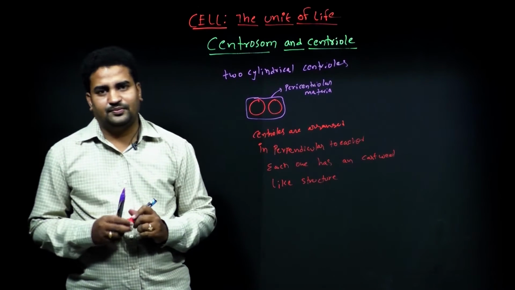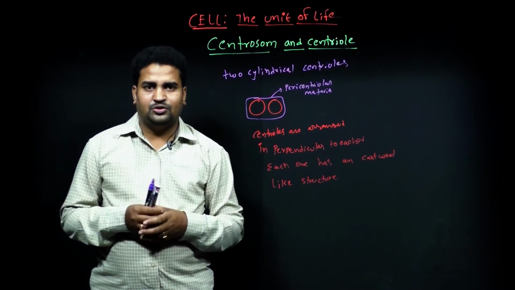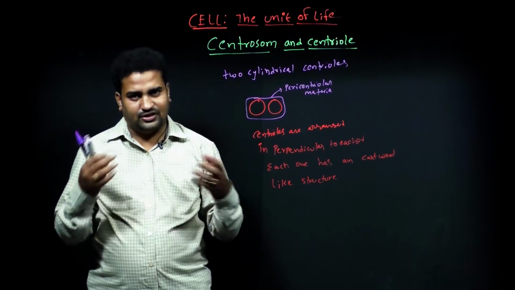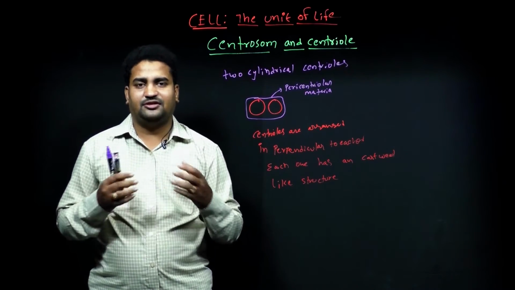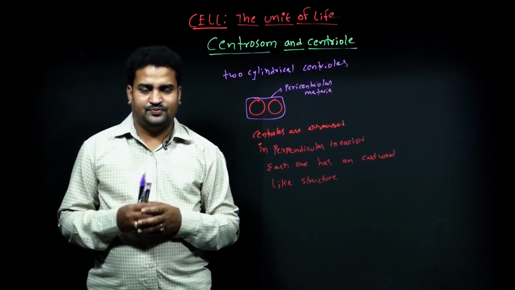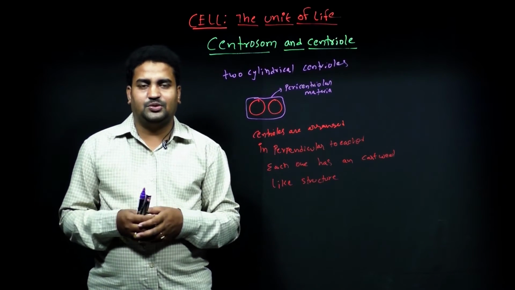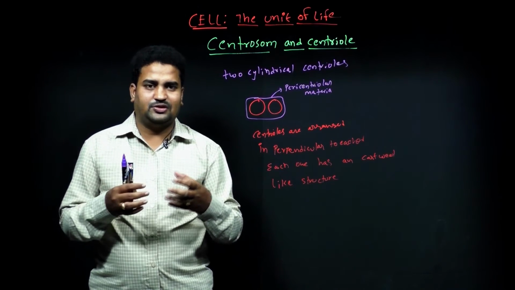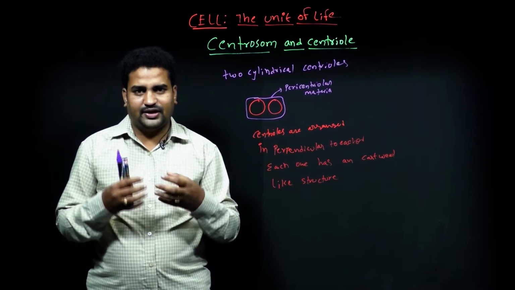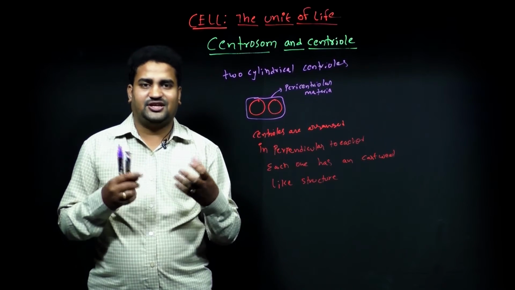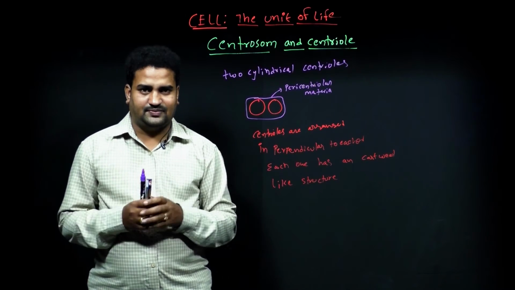So centrosome is a cell organelle which contains two cylindrical centrioles. These centrioles are surrounded by pericentriolar material. The centrioles lie perpendicular to each other, and each one has the cartwheel-like structure. So they look like a wheel, a cartwheel-like structure.